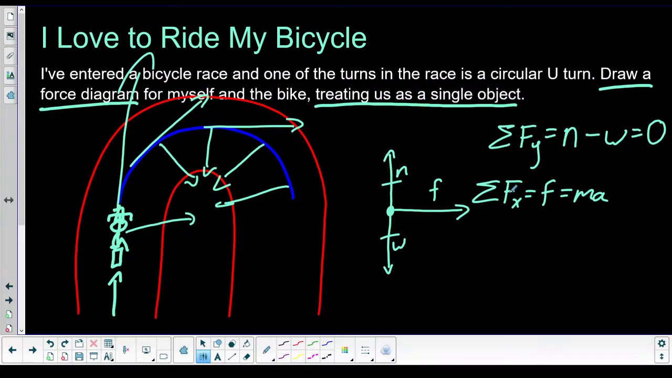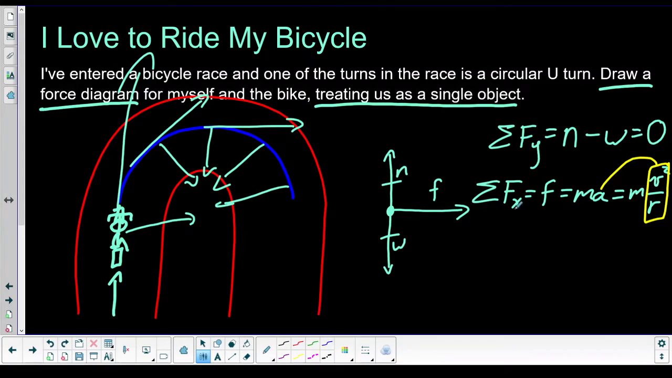And because I'm going the same speed, I'm going to kind of coast through the turn, and I'm going in a circle, we can also say that this is equal to mv squared over r. And we can sort of see that a is equal to v squared over r. V squared over r is the equation for the centripetal acceleration in uniform circular motion. We slap a mass on it to turn the acceleration into a force.